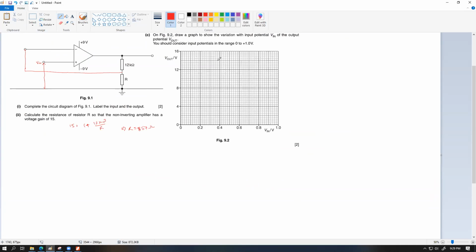অন ফিগার 9.2, draw a graph to show the variation with input potential V in of the output potential V out. You should consider input potentials in the range of 0 to plus 1 volt. আচ্ছা, তার মানে হচ্ছে আমরা এখানে ইনপুট হিসেবে দিতেছি প্লাস 1 ভোল্ট। In the range, sir, 0 to.